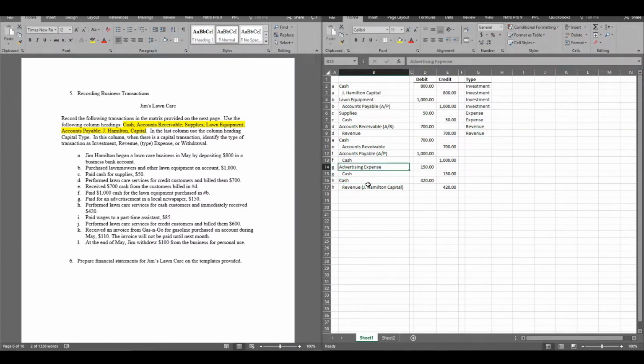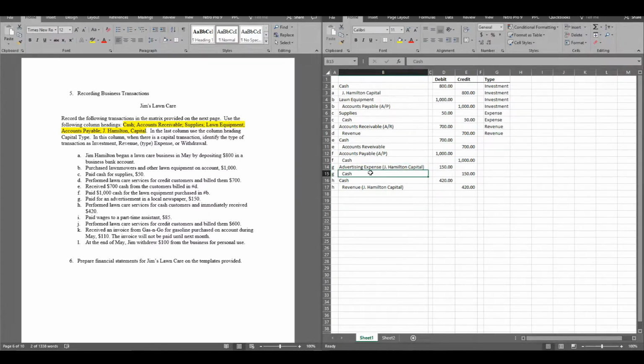But in future reference, or in future chapters, we'll be using revenue or income accounts, and we'll be using expense accounts instead of the capital account. But I want you to understand what this chapter is asking you to do as well.